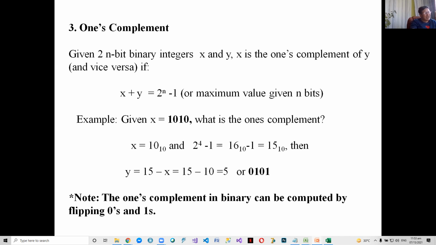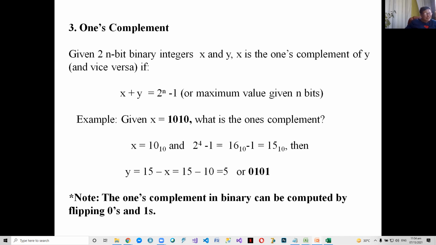What is the 1's complement of 9? Anyone? 6. Kasi 9 plus 6 is 15. Okay? What is the 1's complement of 20? What is the next power of 2 after 20? 32. Minus 1, 31. So the 1's complement of 20 is 11. Do you follow? Okay.